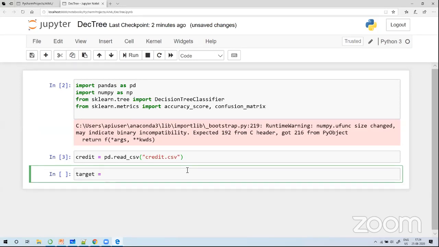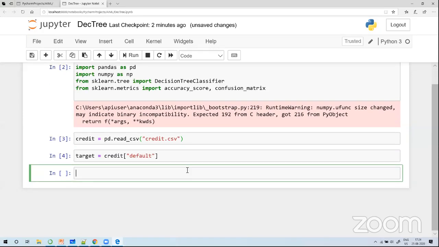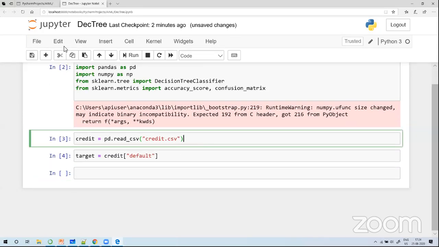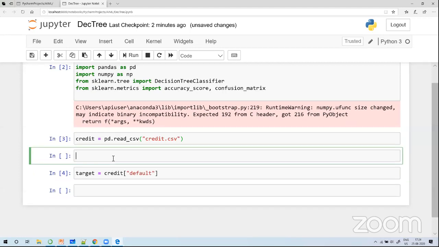Target is equal to credit. I am not doing any EDA. I'm directly going to jump in to building the model. Default. Okay. And the rest of the columns should go into input variables.